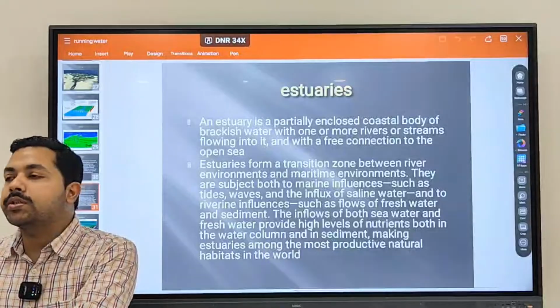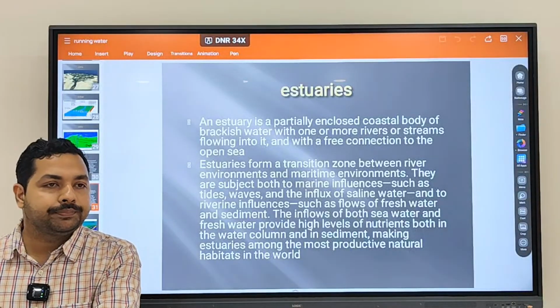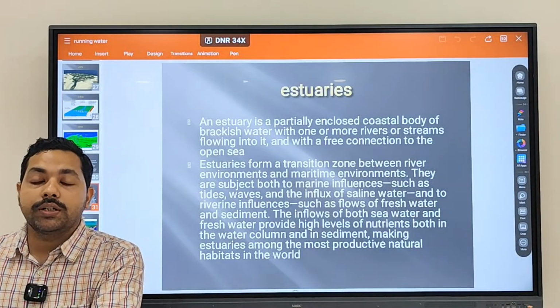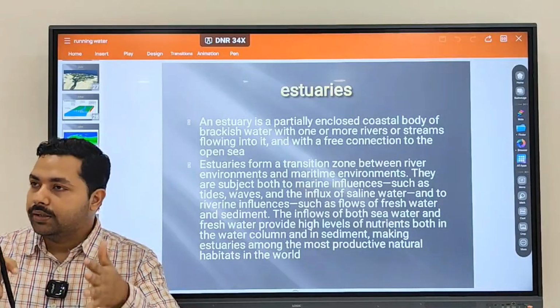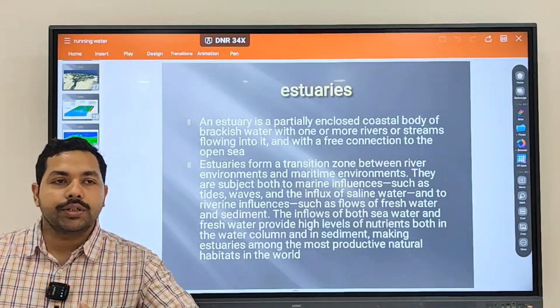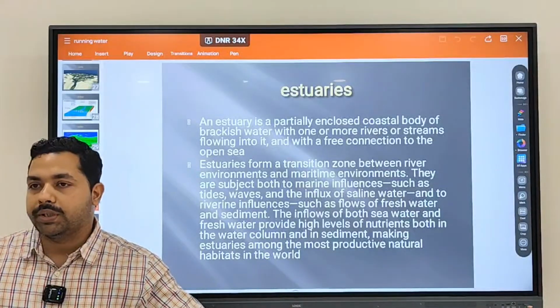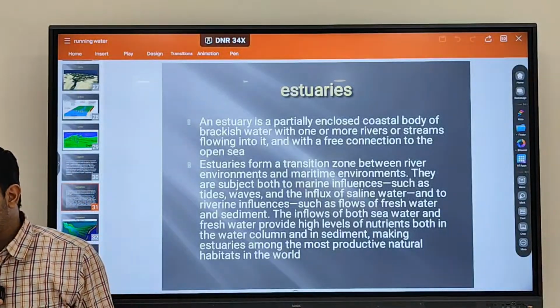In the upper course, what is going to dominate? Lateral erosion or vertical erosion? Vertical erosion. In the middle course, what is going to dominate? Horizontal or lateral erosion. And in the lower course, what is going to dominate? Deposition is going to dominate. Clear? Fine. So have a break and then we'll start again.